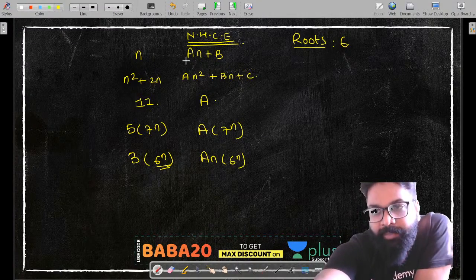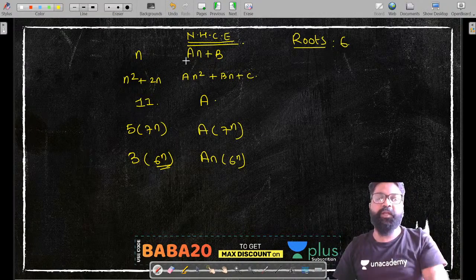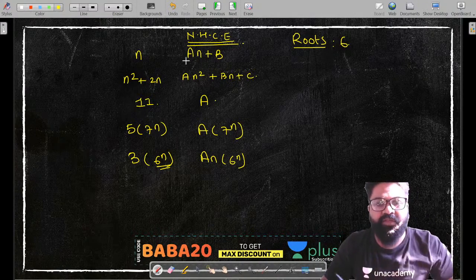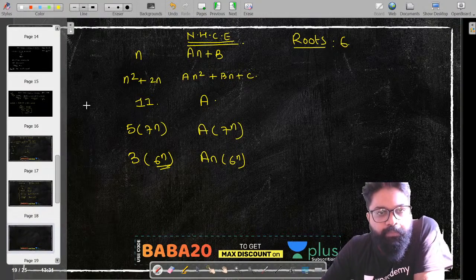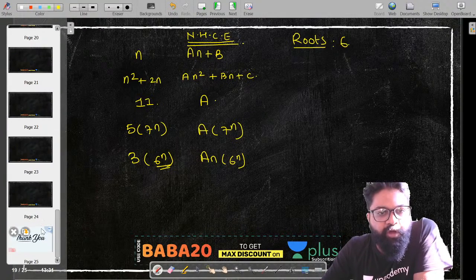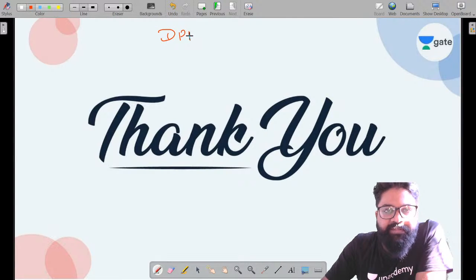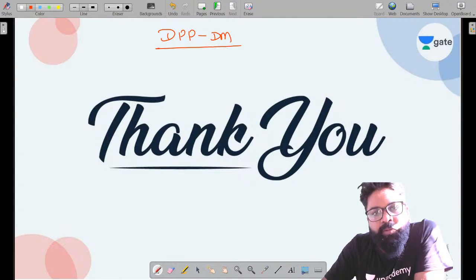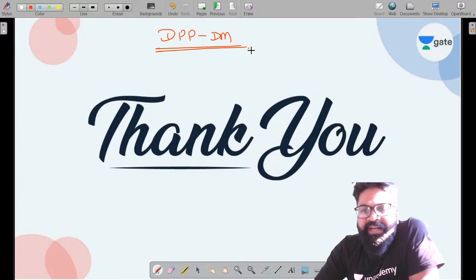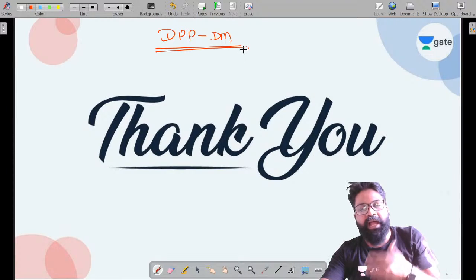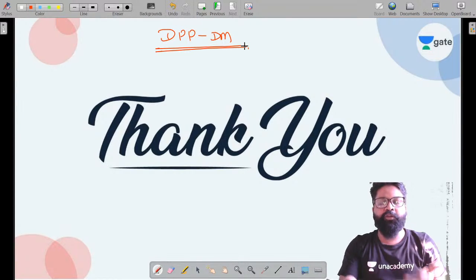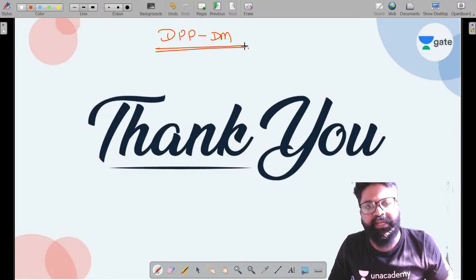Suppose you want to do the practice with respect to this, then you can also do practice on my DPP session. If you follow my DPP session, you will be getting the whole discrete maths recurrence relation problems. So that's it for today. I have shown you how to calculate the non-homogeneous equation by taking two or three examples.